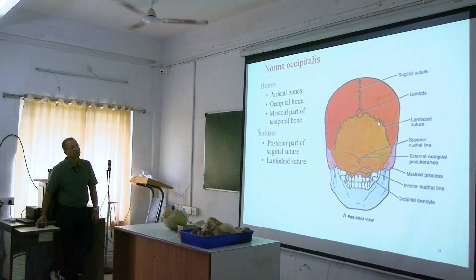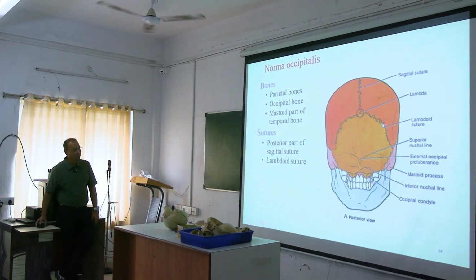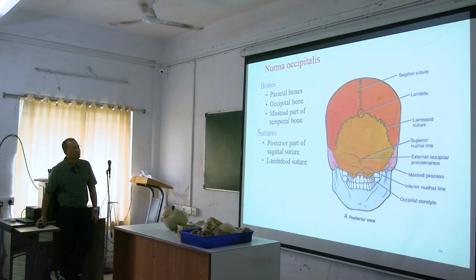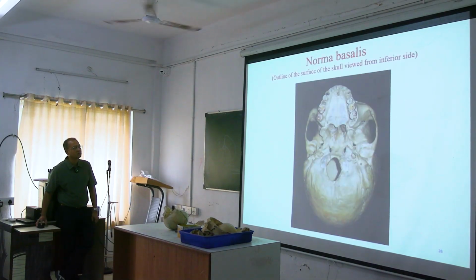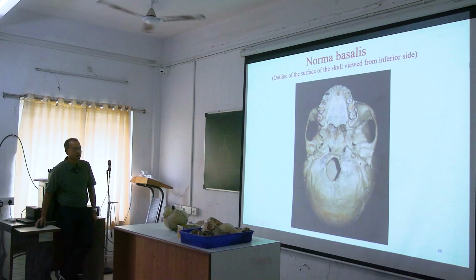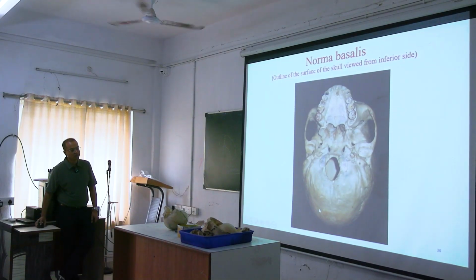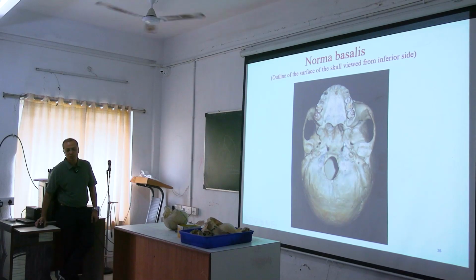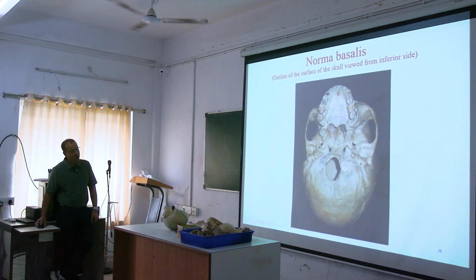Lambda, sagittal suture, lambdoid suture, these are the few things that you have to remember at this level. Nothing big, nothing small. In the norma basalis, you see the anterior part, middle part and the posterior part. The posterior part is largely made by the occipital bone, the middle part by these two bones. We have this particular midline bone, the sphenoid bone, and on the side the temporal bone, which has different parts.